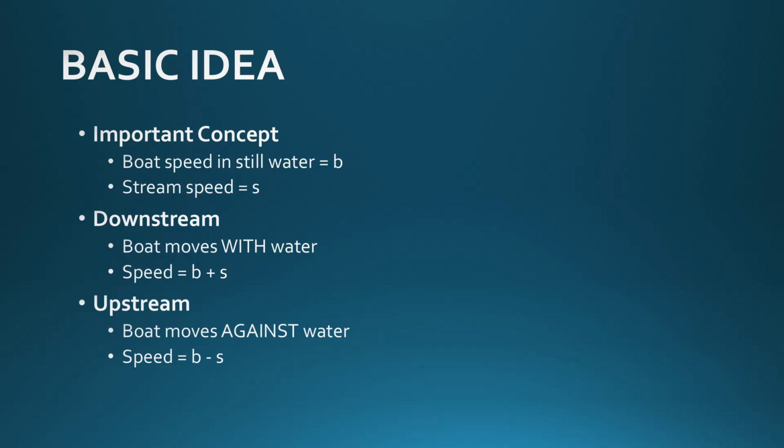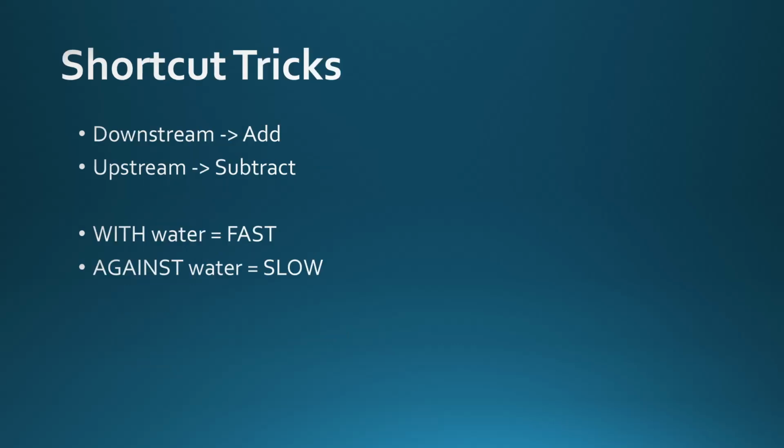First, understand the core idea. If the boat moves with the water current, the stream helps the boat. This is called downstream. So speed increases. If boat speed in still water equals B, stream speed equals S, so downstream speed equals boat speed plus stream speed. But when the boat moves against the current, the stream slows it down. This is upstream. So upstream speed equals boat speed minus stream speed.